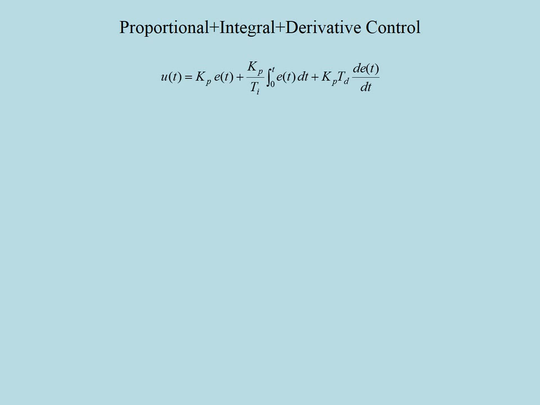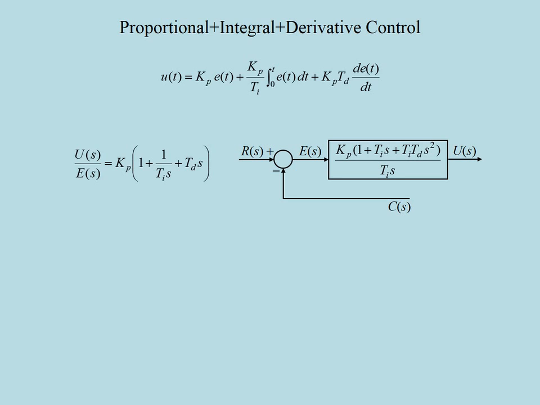And finally, you can combine these three linear actions to obtain a proportional plus integral plus derivative control. In other words, PID control. The transfer function of a PID controller can be written as Kp multiplying 1 plus 1 over Tis plus Tds. Note that this transfer function is not proper because of the derivative action, and it has a pole at the origin contributed by the integral action.